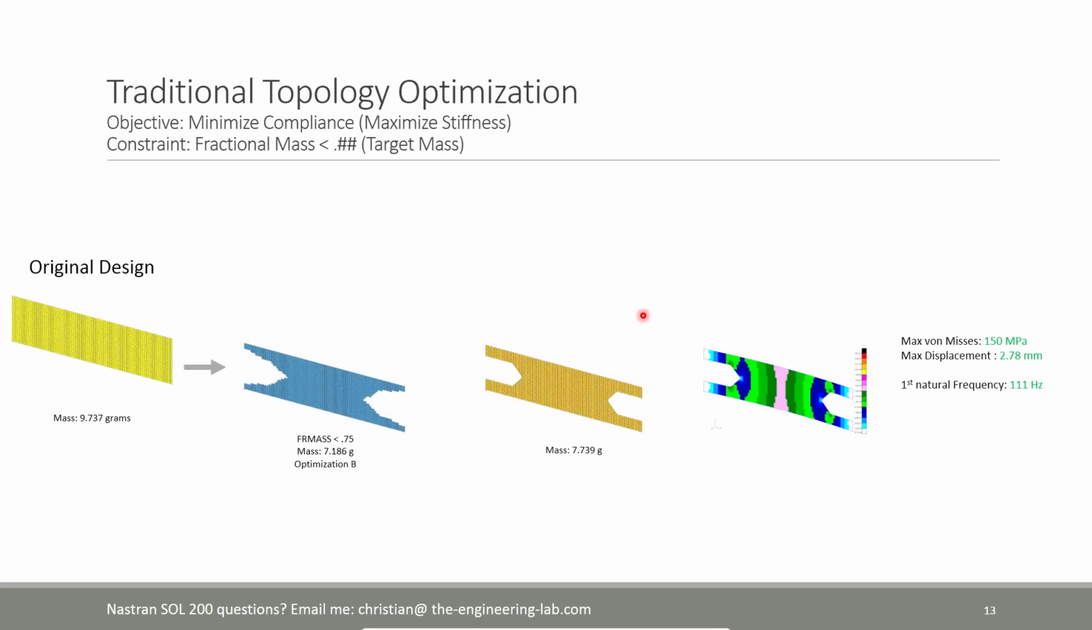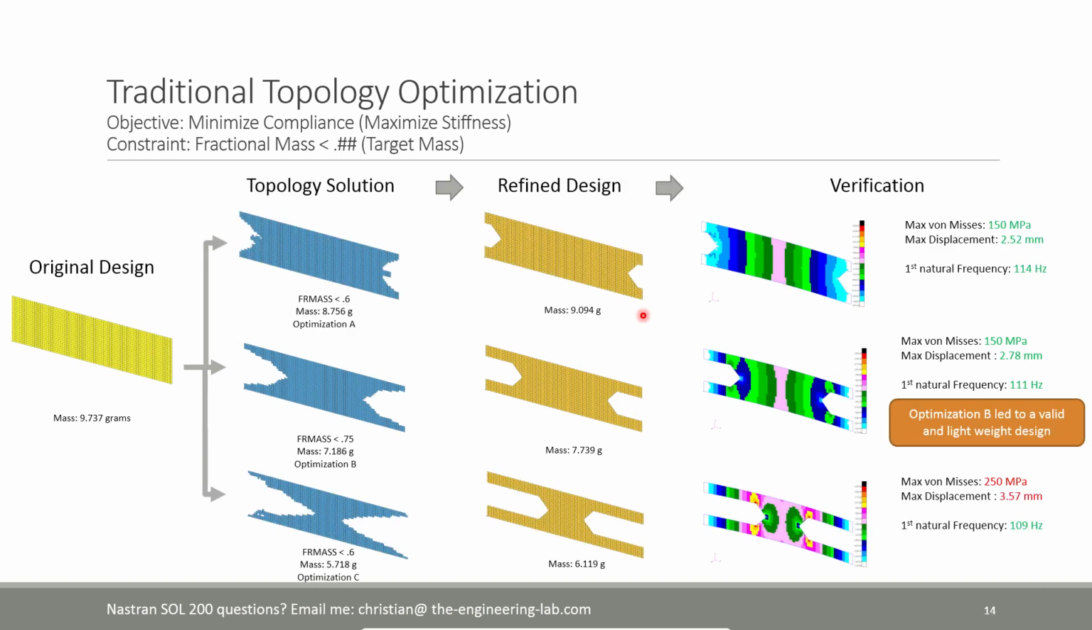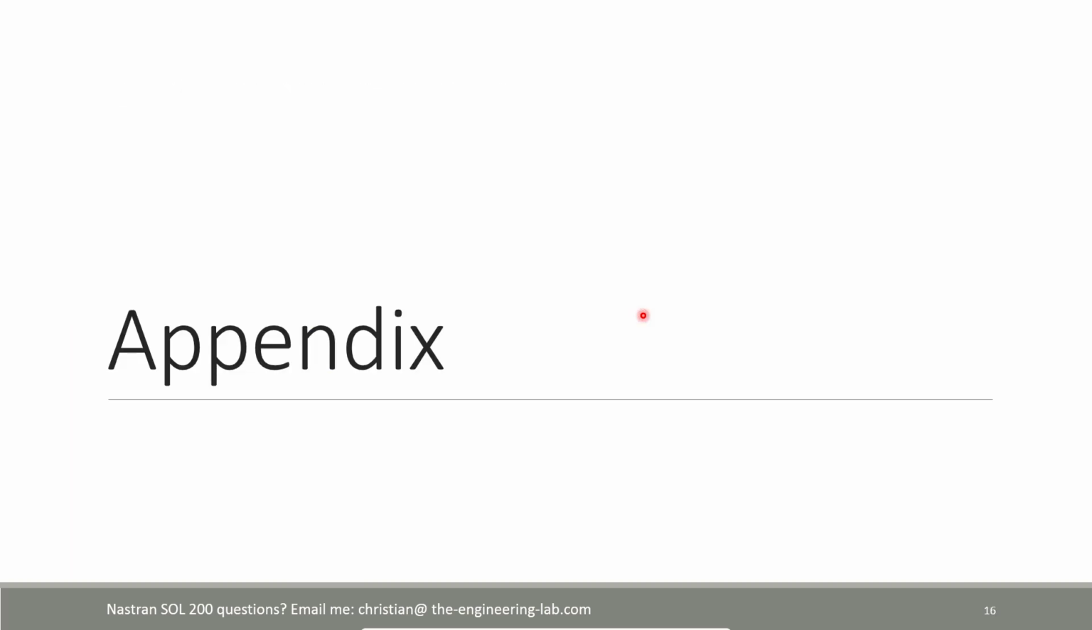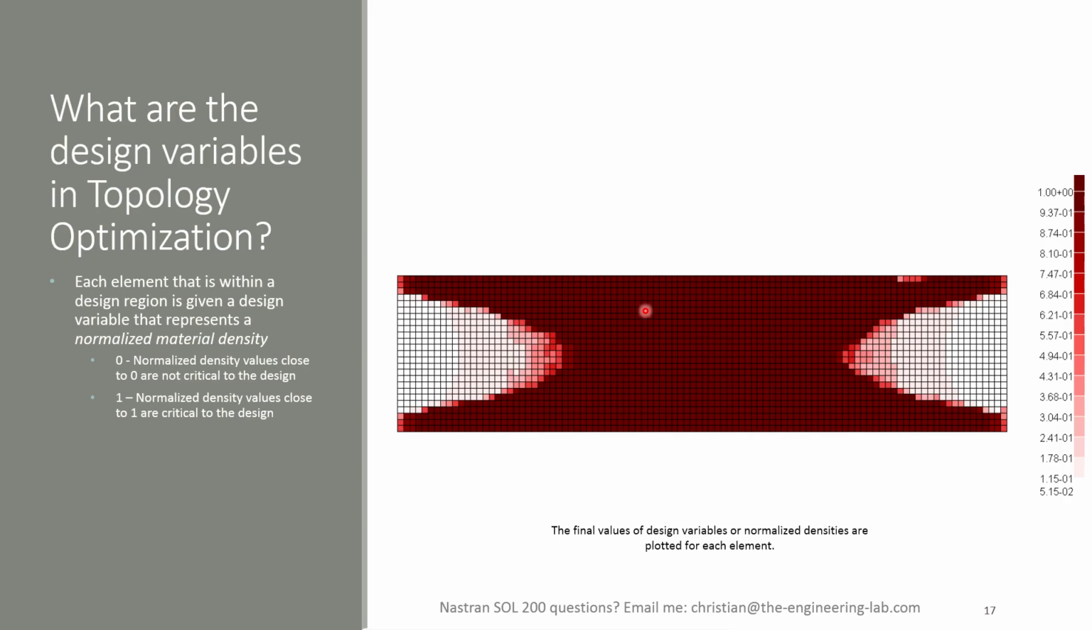Now, as promised, there are some additional slides I wanted to go over in the appendix. If you're new to topology optimization, some of these terms might be useful to you, so I wanted to give some time for this. So let's go over one of the most commonly asked questions. What are the design variables in topology optimization?